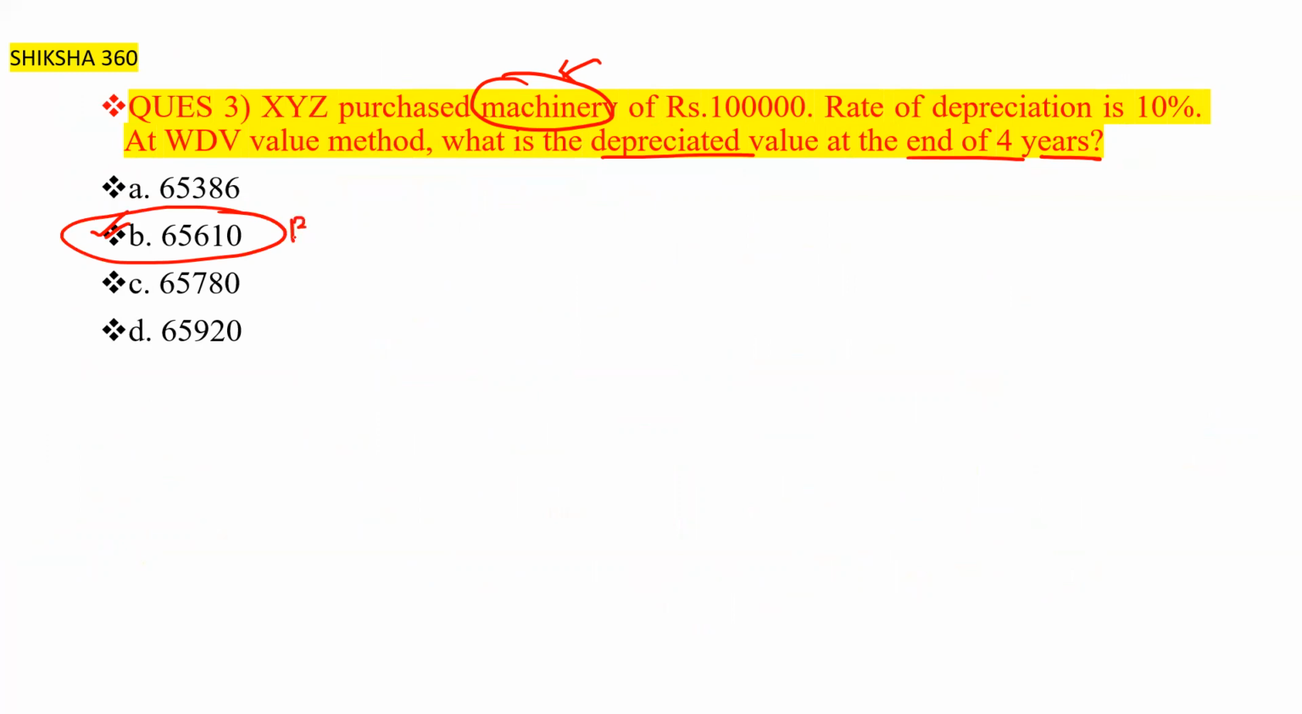Option B is the answer here, that is 65,610 rupees. That is the value, the depreciated value at the end of the 4 years.